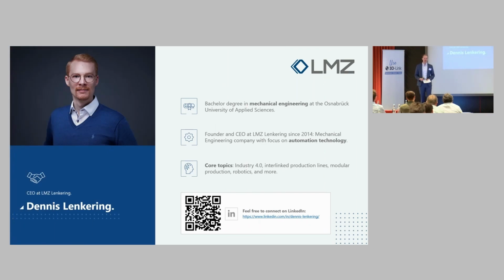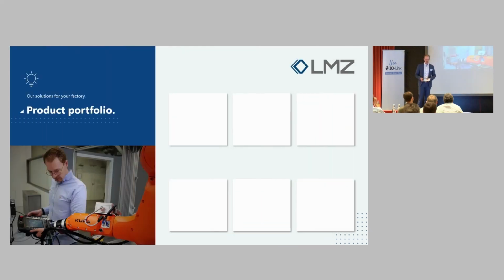My name is Dennis Lenkering. I studied mechanical engineering with a focus on development and construction. Since the foundation of LMZ in 2014, I'm the managing director of the company. And since then, I worked on many automation-related topics, such as Industry 4.0, interlinked production lines, modular production, robotics, and so on. I would like to give you a quick overview of our product portfolio.